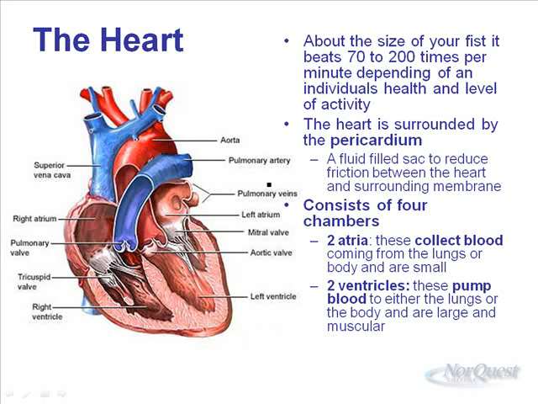It consists of 4 chambers, 2 atria. These collect blood from all over the body. So there's the right atrium, and it collects blood from the vena cava. There's the superior vena cava and the inferior vena cava. It's not labeled, but you can see here down on the bottom left.